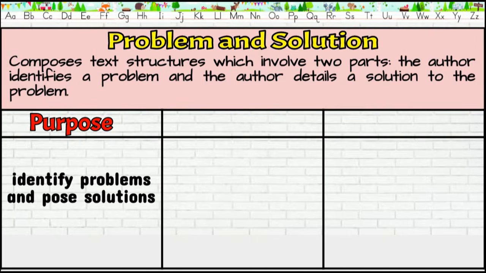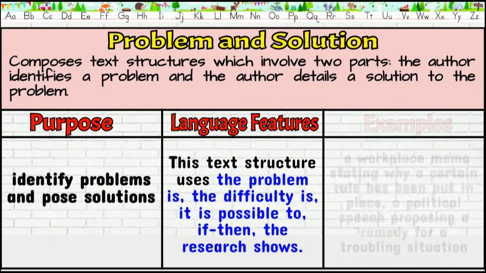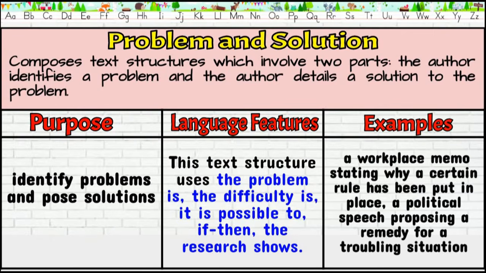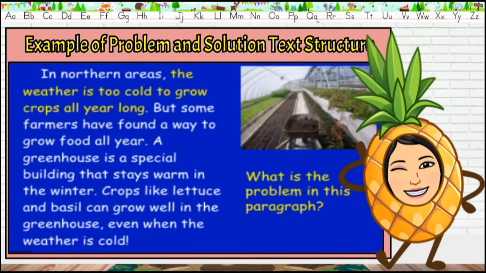Problem and solution text structure uses keywords such as the problem is, the difficulty is, it is possible to, if then, the research shows. Examples of problem and solution text structure are a workplace memo stating why a certain rule has been put in place, a political speech proposing a remedy for a troubling situation. Here is an example of a problem and solution text structure.